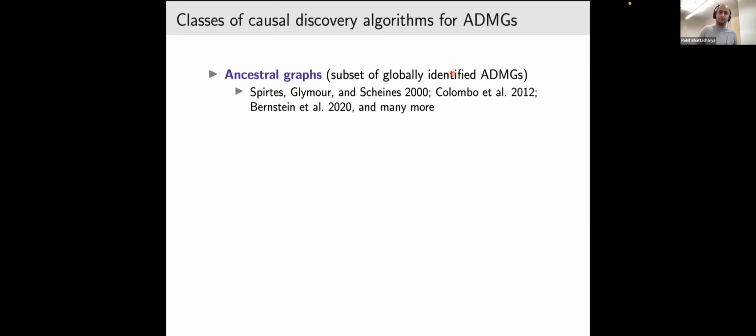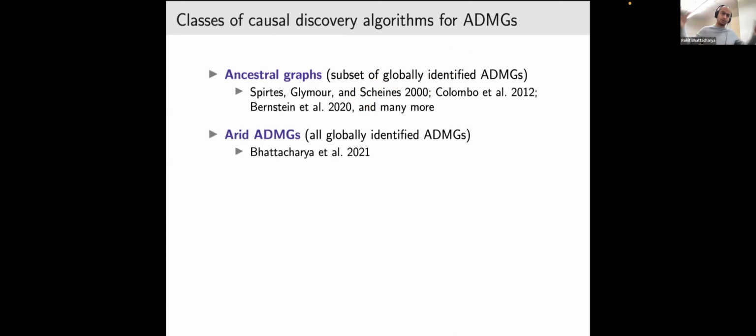And these are a subset of all globally identified ADMGs. And you can think about expanding your search space. You can think about doing search in arid ADMGs. This turns out to be all globally identified ADMGs. And as far as I know, there's just one causal discovery procedure that's been proposed for this class so far.